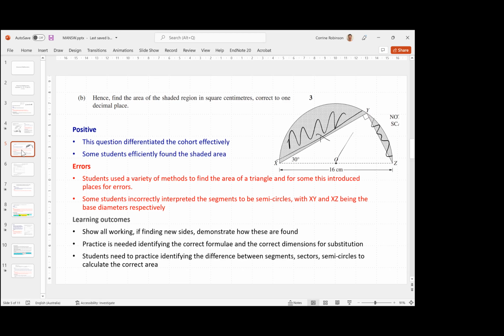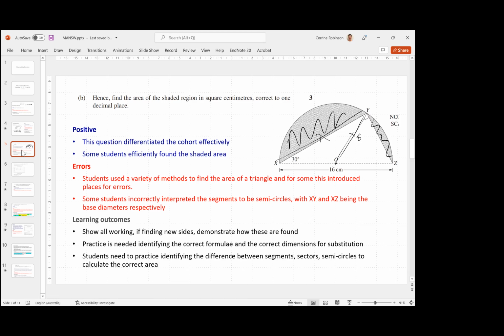So an example of something students did was they realized that that was a radius, but then they decided that that could be the height of their triangle X, Z, Y. So learning outcome from this one, show all working. If you're finding new sides, demonstrate how these sides were found. It's certainly fine to use sides that you found in the previous part.